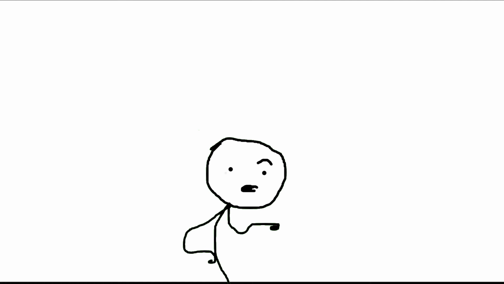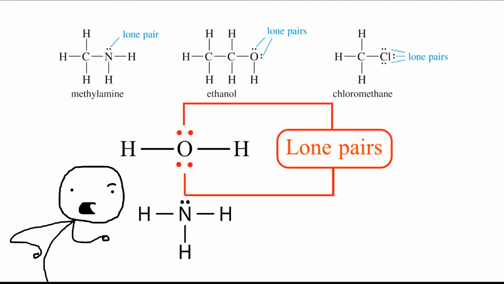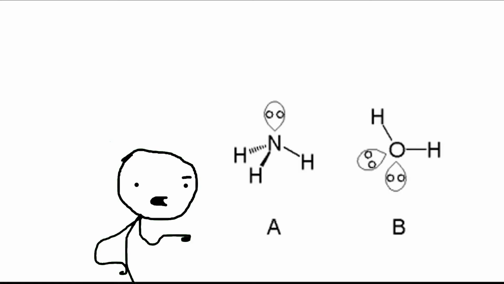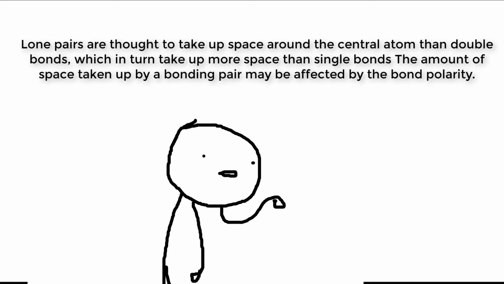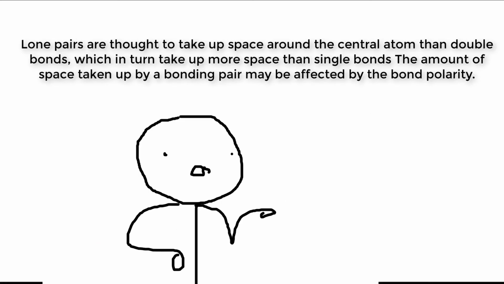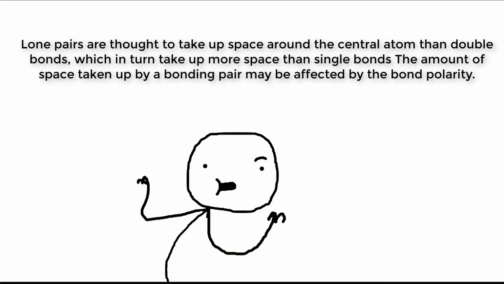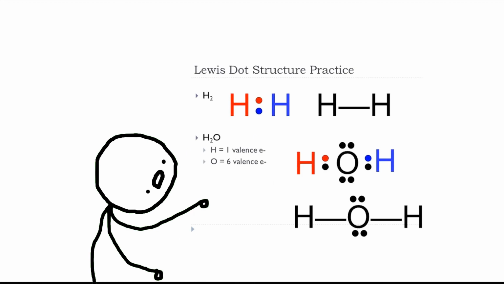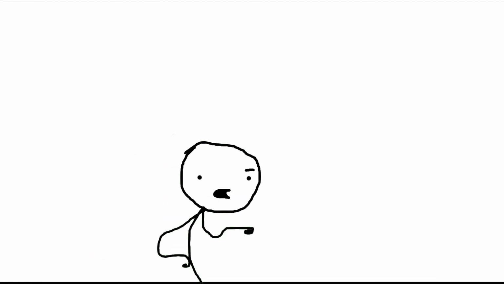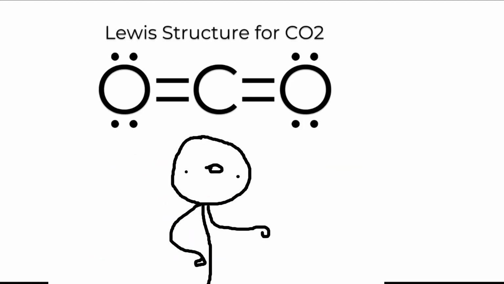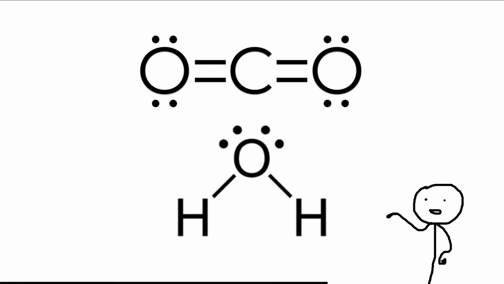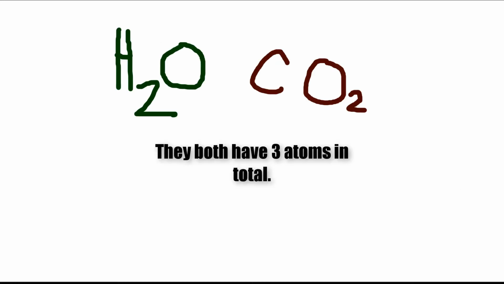Besides covalent bonds to other atoms, lone pairs also count as electron domains. In many molecules, the geometry is often distorted. This is because the electron pairs aren't the same, and the amount of space taken up by bonding pairs may be affected by the bond polarity, which explains why polar molecules like water are not linear like some nonpolar molecules such as CO2 or carbon dioxide. As you can see, molecules such as CO2 and H2O have different shapes from each other even though they have the same number of atoms.